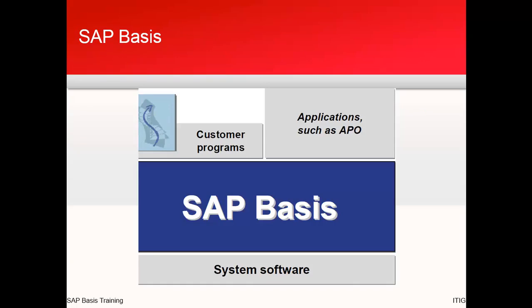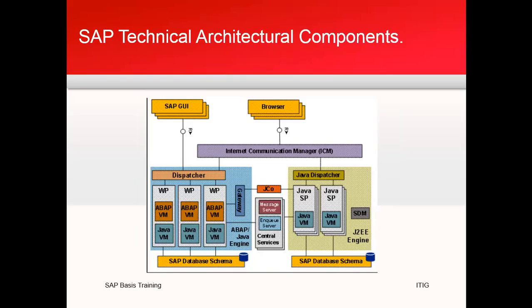SAP Basis, here you can see, sits on top of system software, and on top of that you have applications running and the custom programs developed on top of SAP Basis. Now this is basically the technical architecture. Here you can see different architectural components.